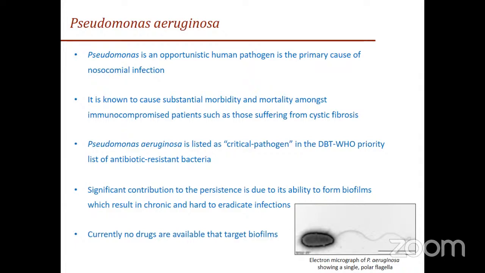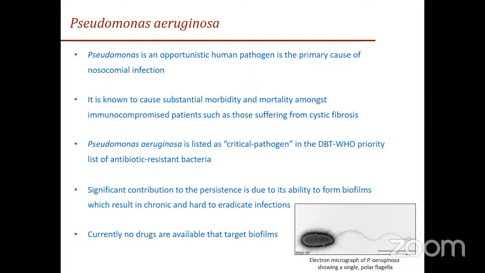These biofilms can form on both abiotic as well as biotic surfaces. So it can form in the lungs of patients who are suffering from cystic fibrosis, and it can also form on catheters, pacemakers, or contact lenses, which are abiotic surfaces. And it's a big problem in healthcare. So this is the electron micrograph of Pseudomonas wild-type bacteria, which is a rod-shaped gram-negative bacteria with a polar flagellum.